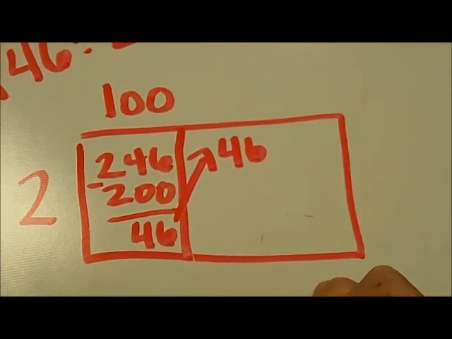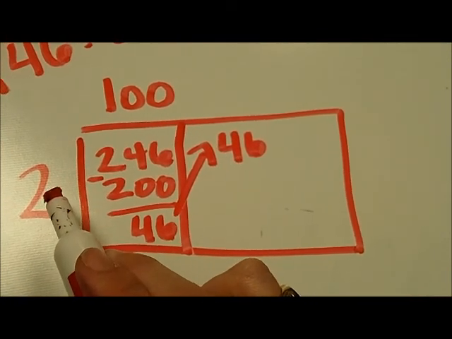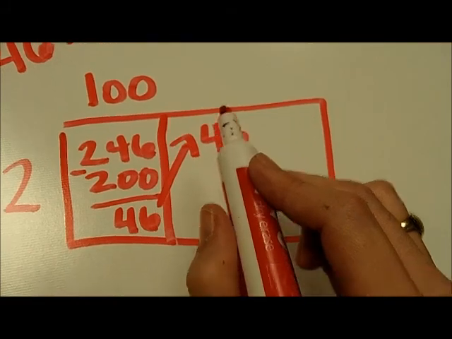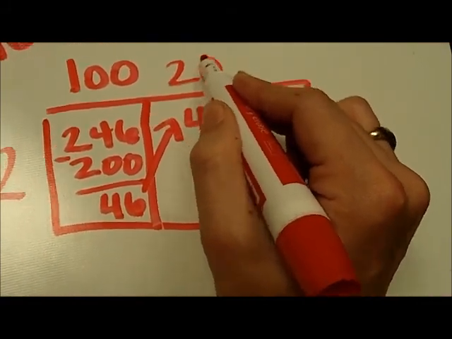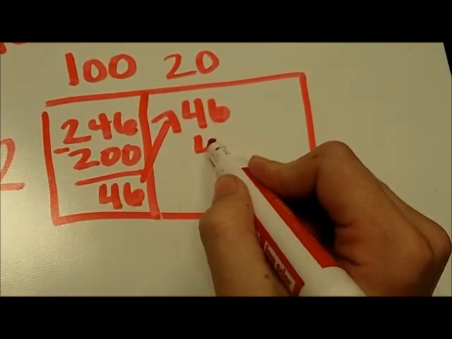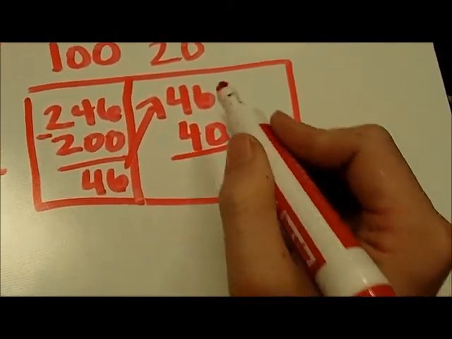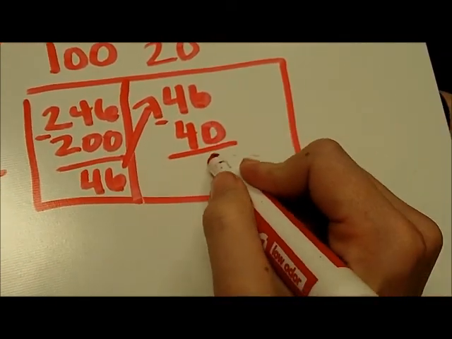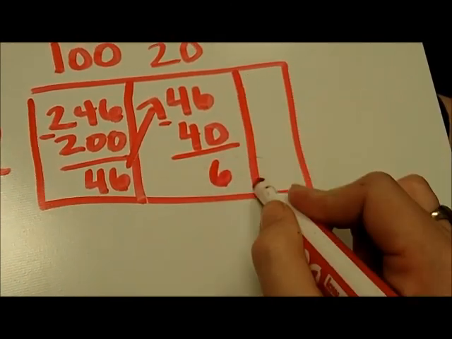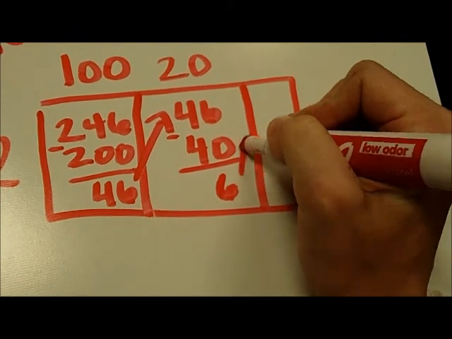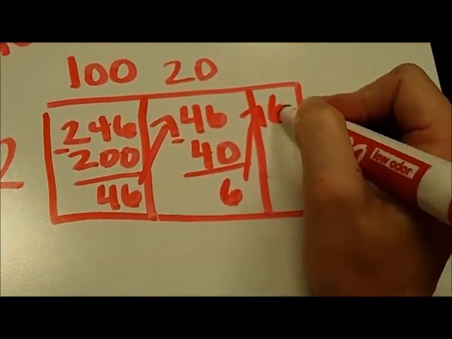The child asks himself, what can I multiply 2 times to get 46? They may select 20 because 2 times 2 is 4. With that 0, it makes it 40. We subtract again, we are left with 6. 6 is our new dividend, so we write it back up here.